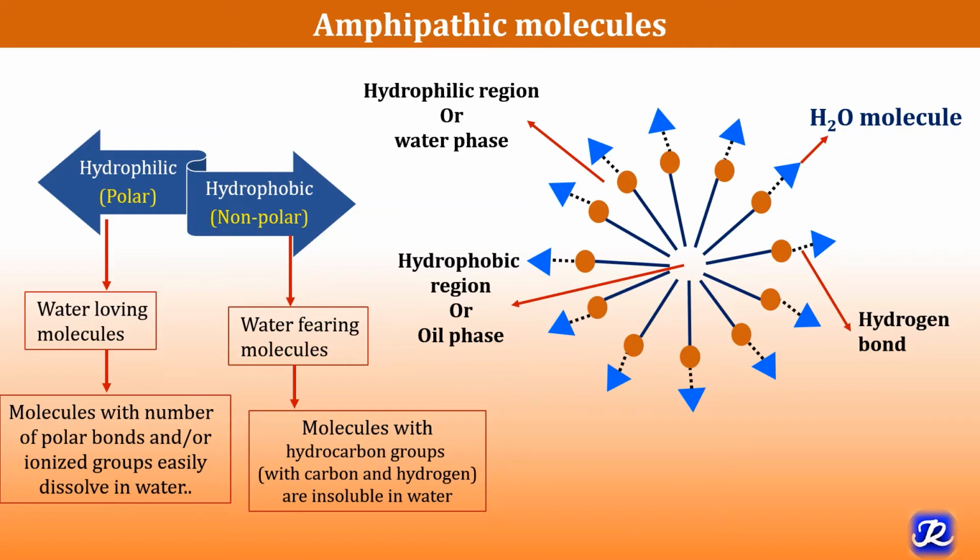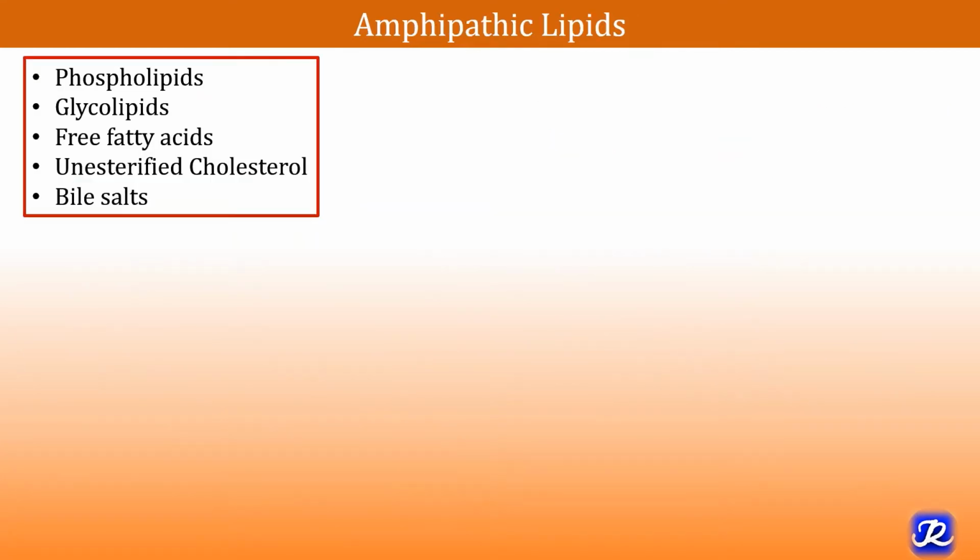Such an arrangement provides maximal interaction between water molecules and polar ends of amphipathic molecules. This orientation of amphipathic molecules in the aqueous phase plays an important role in the structure and function of cell membrane and in the transport of non-polar molecules in the blood, which is predominantly aqueous. The examples of amphipathic lipids are phospholipids, glycolipids, free fatty acids, unesterified cholesterol and bile salts.